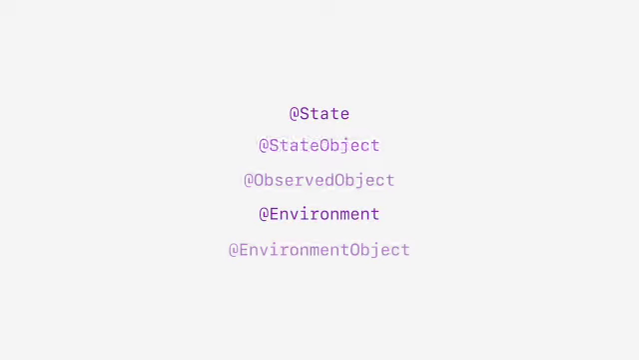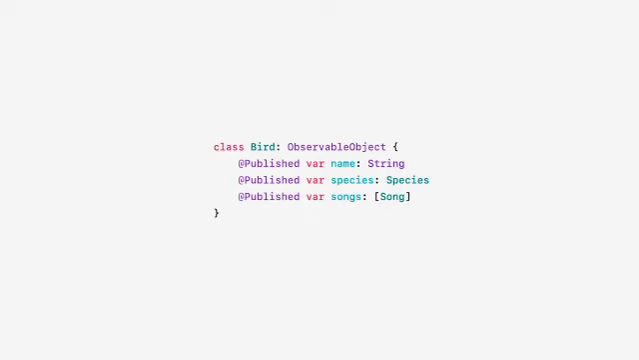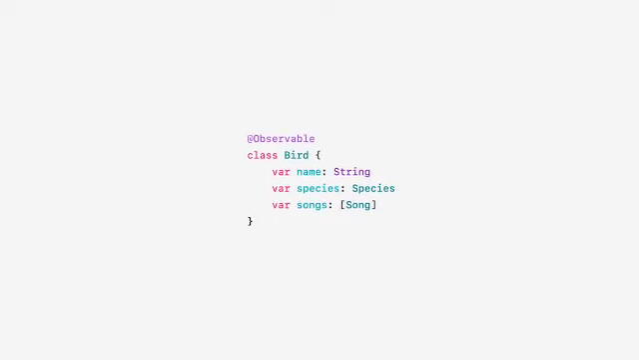This year, data flow is getting simpler, letting you focus on just state and environment. Now, you may have written code like this when exposing your model to SwiftUI, conforming to ObservableObject, and adding the Published property wrapper to each property. Swift's new macro support makes this much simpler, with a new Observable macro taking its place. Just annotate a class with @Observable, and you're done. All publicly visible properties are published automatically.